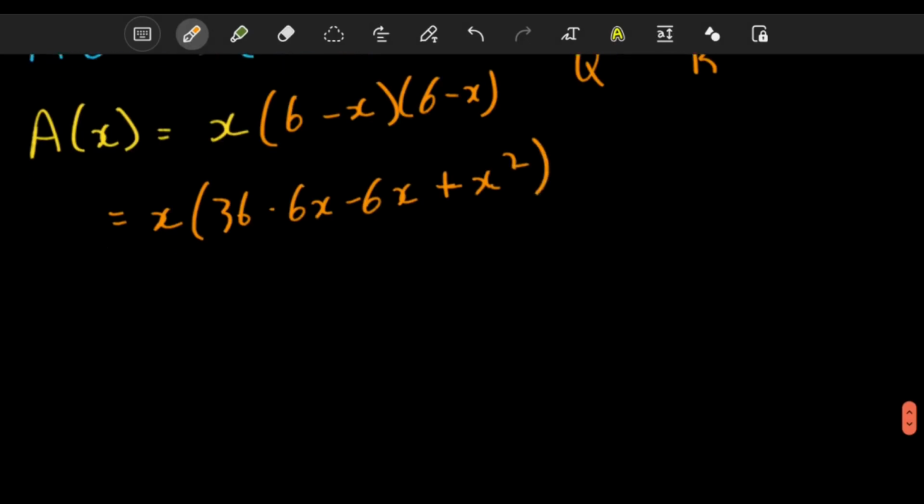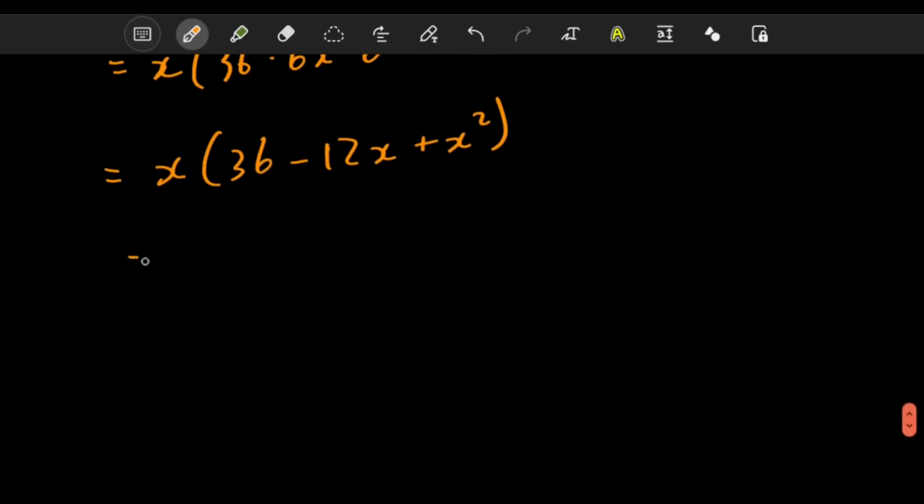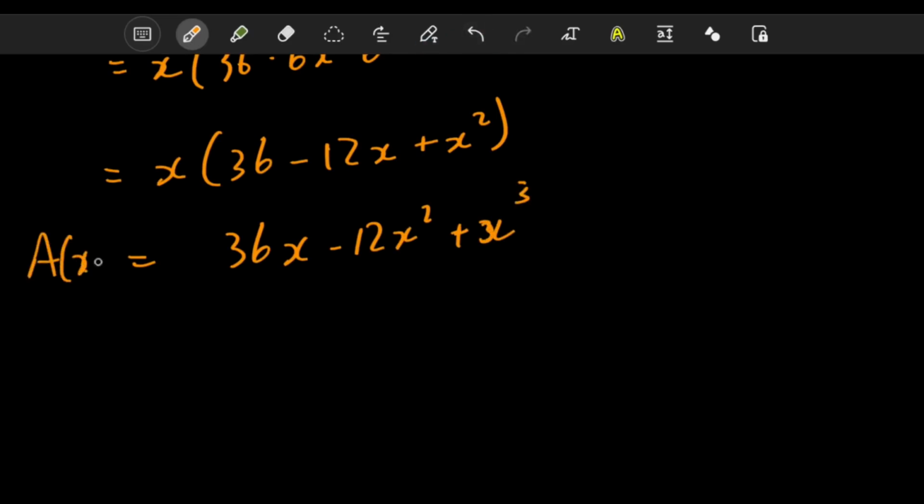And then this is just x outside. This is 36. What's this now? Negative 12x plus x squared. And then this is just 36x minus 12x squared plus x cubed. So this is the area formula now, you see.